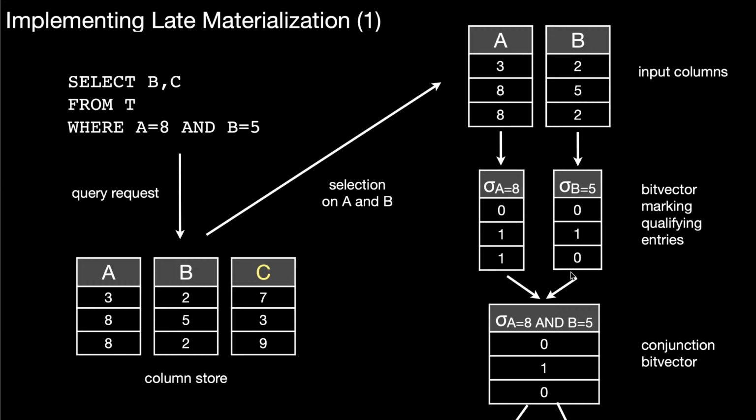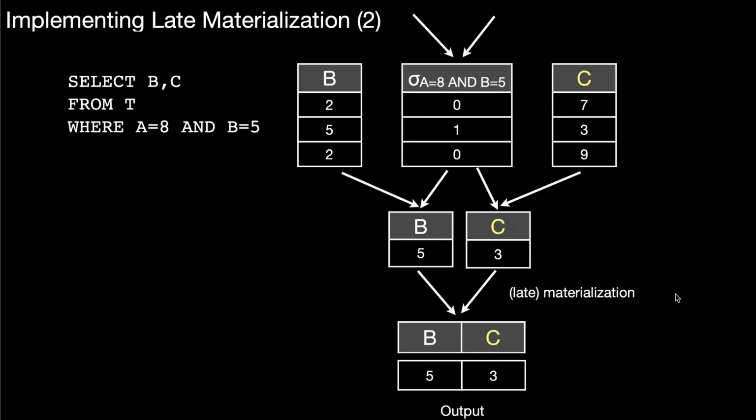Then we logically AND them. That's basically happening here. 0 and 0 false, 1, 1 true, 1, 0 false. So that's the result here. So we do bit list operations as we did on bitmaps. And then we continue here. So we have this one. And now we do the actual late materialization.